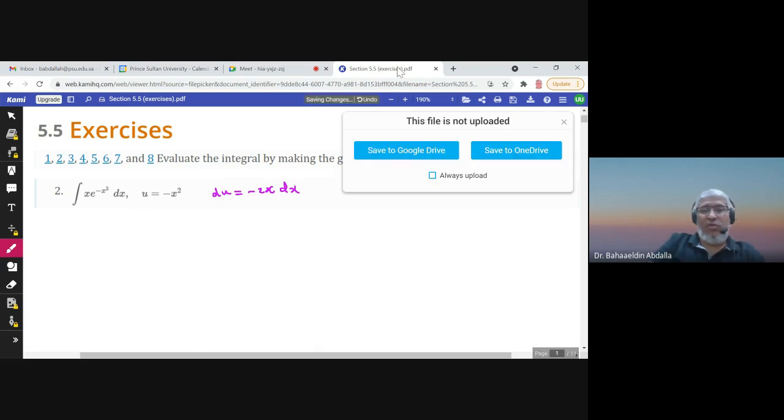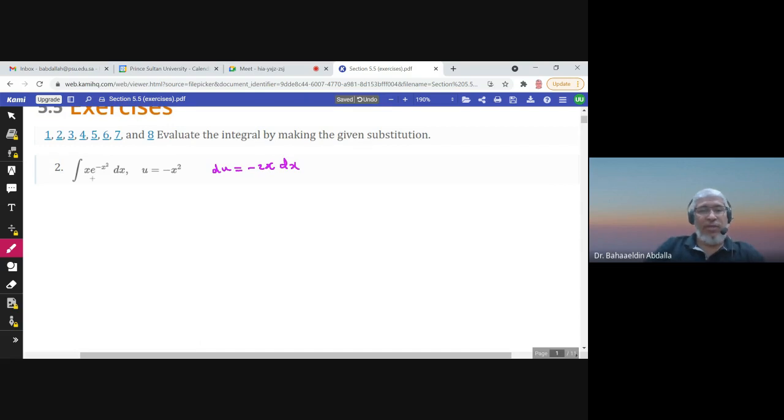Now if I go back to the question, I have x multiplied by dx, but I need negative 2. So I will multiply outside by negative 1 over negative 2, inside by negative 2, x e to the power negative x squared dx. And now I can change the integral from x to u. So negative 2x with dx is called du, and I have e to the power negative x squared, which is u.